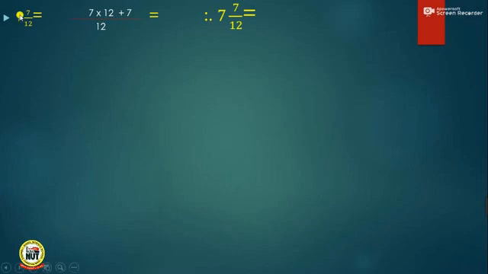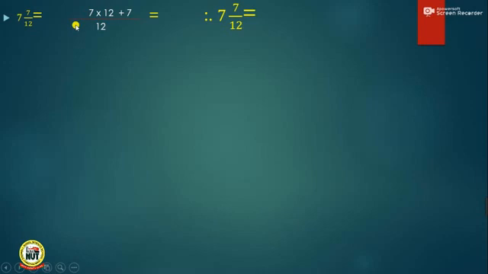Good. We have 7 whole number, 7 all over 12. Now to change this mixed fraction to an improper fraction, you pick the whole part. And the whole part here is what? 7. Pick the whole part and multiply it by the denominator. That becomes 7 times the denominator, which is 12. Then you add the numerator to the answer you've gotten.